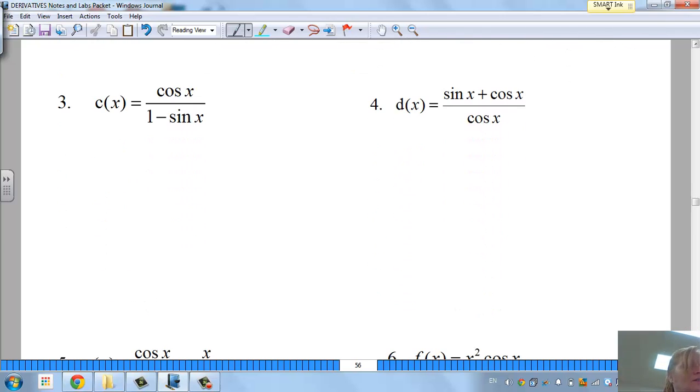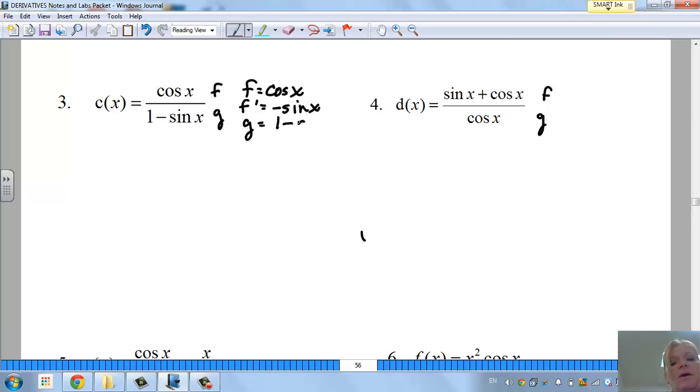Now let's look at 3 and 4. These are a little bit longer, and when I look at them both, I see that they're fractions, so these are quotients. So they're f and g's. So I guess for this one I'm going to set it all up. So I have f is cosine of x. F prime is going to be negative sine x.